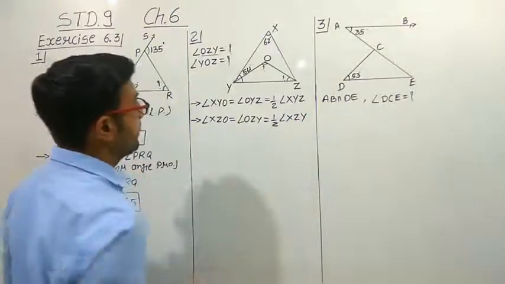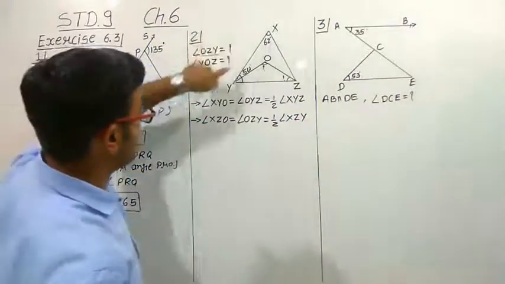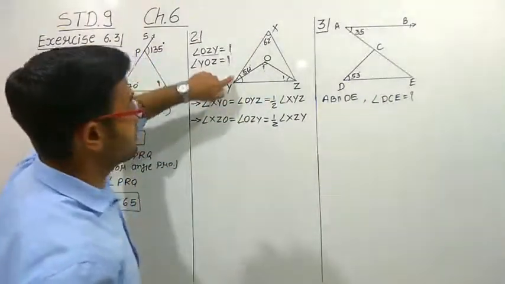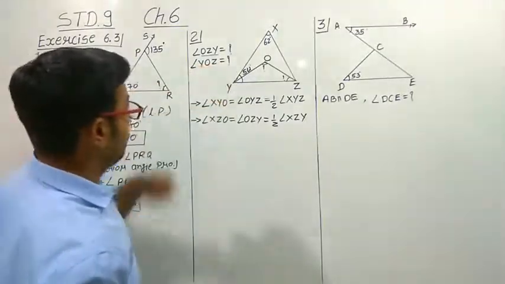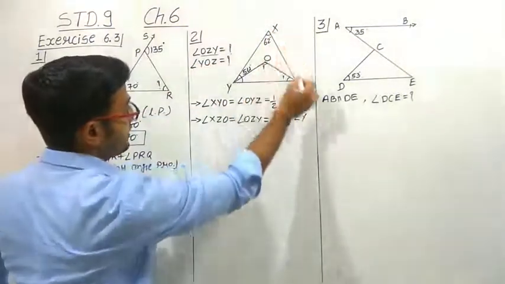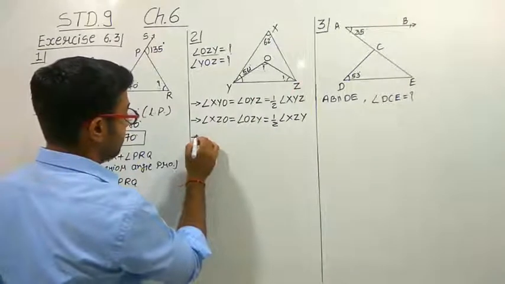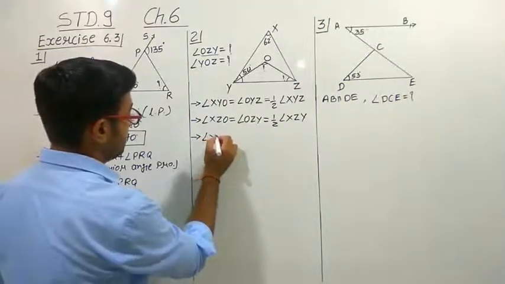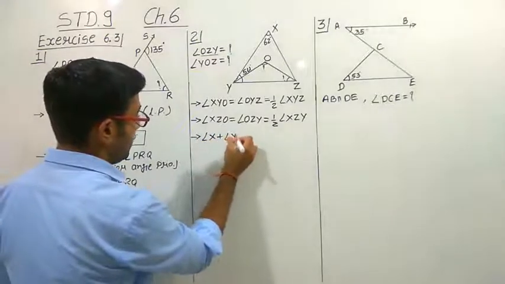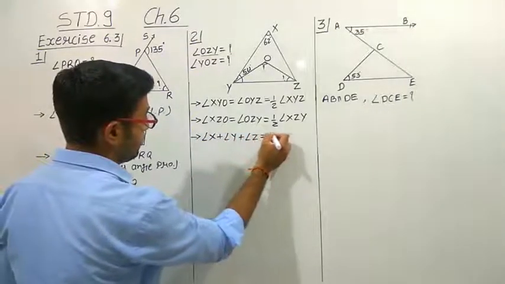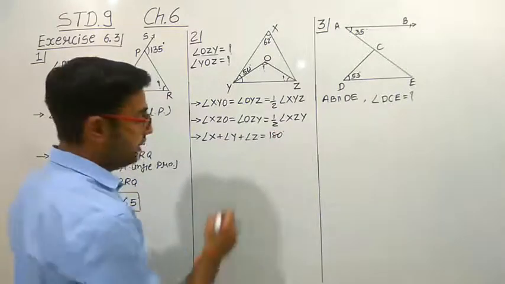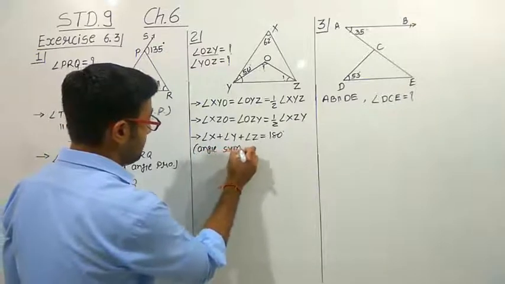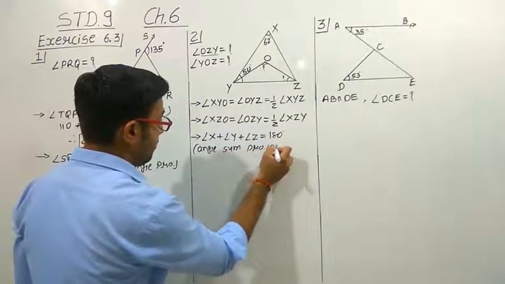Now here, two angles of triangle XYZ are given: this is 62 degrees and this is 54 degrees. So we can find the third angle XZY using the angle sum property of the triangle. We can write that angle X plus angle Y plus angle Z is equal to 180 degrees. Angle sum property of triangle.